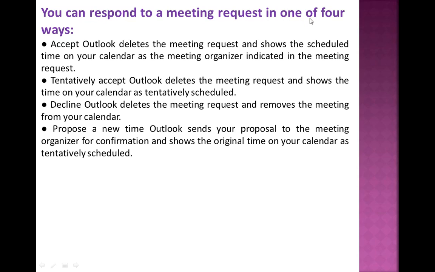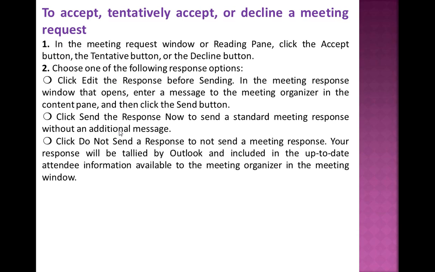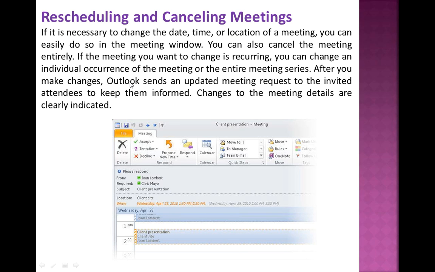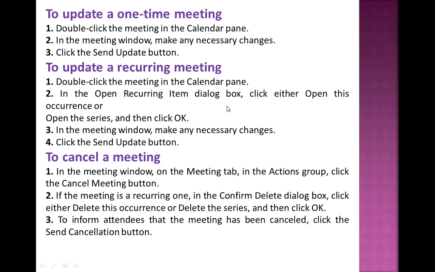You can respond to a meeting request in any of the following ways. Either you can accept in Outlook, tentative accept, decline in Outlook, or propose a new time. How to accept, these are the multiple options, these are the multiple steps available. Then how to reschedule and how to cancel the meeting. There is also a provision in Outlook 2010 for how to reschedule and how to cancel the meetings. These are the multiple options available.